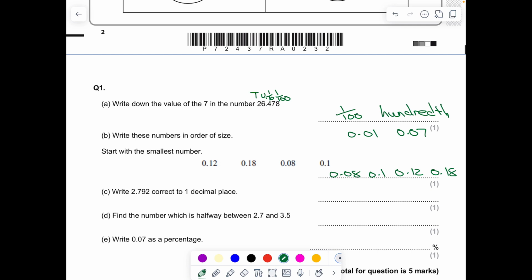Write this correct to 1 decimal place. Well, 1 decimal place means you only want 1 number after a decimal point. And so are we going to leave it as 2.7 or round it up to 2.8? The next number along, 9, tells us, because it's 5 or more, that we're going to round it up to 2.8.